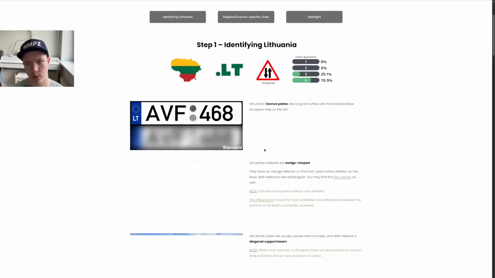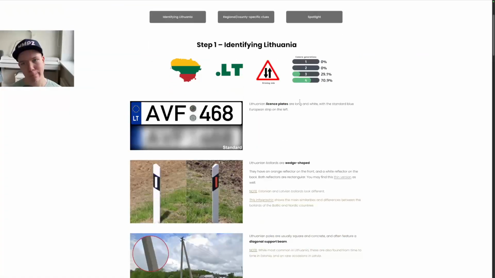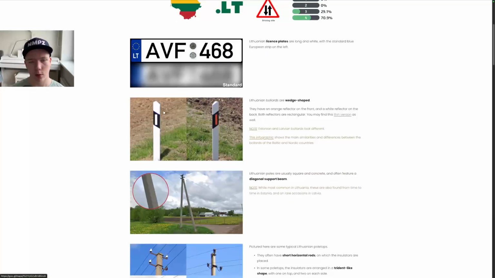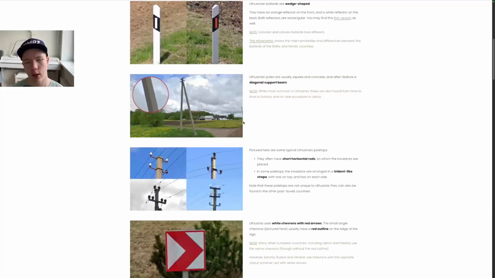Lithuania. Only Gen 3 and Gen 4, but you can see Gen 3 a bit more often, I would say, than it looks like on here. Again, the exact same European license plate. These kind of bollards, wedge-shaped. So again, they're pretty much the same as the German bollards. Well, they are actually pretty much exactly the same as the German bollards, but if you see this orange reflector, that's, I think, kind of unique.